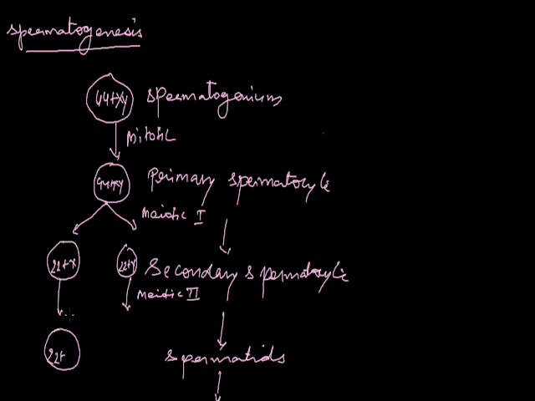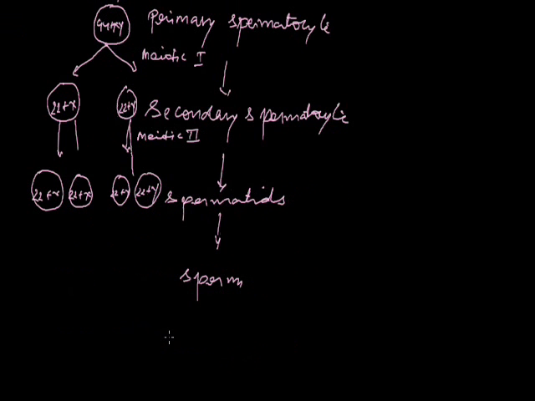It will again divide into two cells, that will be 22 plus X. Only the number of cells will become two, but the chromosomal number will remain the same. And here it will divide into two cells that are 22 plus Y, and here also 22 plus Y. So these are known as the spermatids, which are formed by the second meiotic division. These spermatids will further convert into the sperms, which are the male gametes formed inside the male. So this is the whole process by which spermatogenesis takes place and how the sperms are formed.